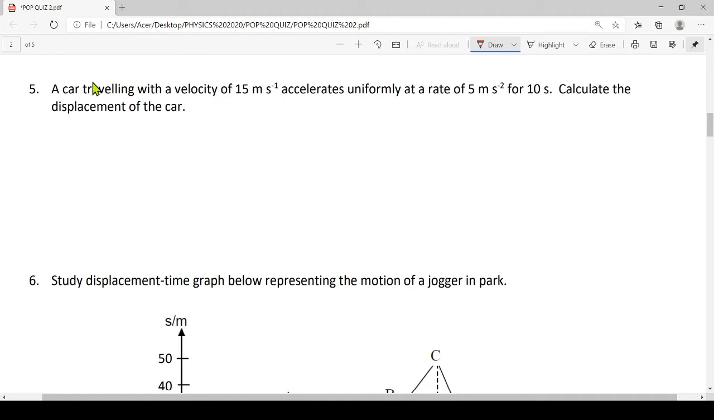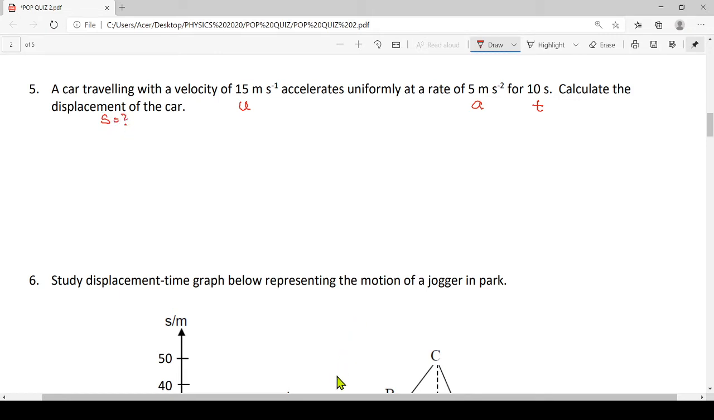So first you need to fully understand the question. It says here a car traveling with a velocity of 15 meters per second. So what is this 15 meters per second? This is actually our initial velocity. And then it says it accelerates uniformly at a rate of 5 meters per second squared. So here is my acceleration, and 10 seconds of course is our time, and you are to find your displacement.